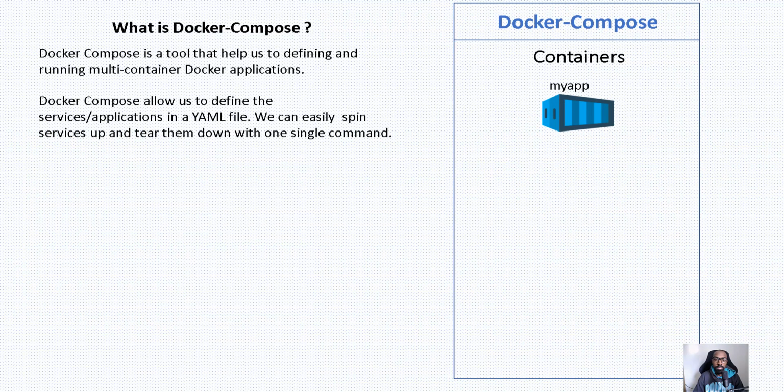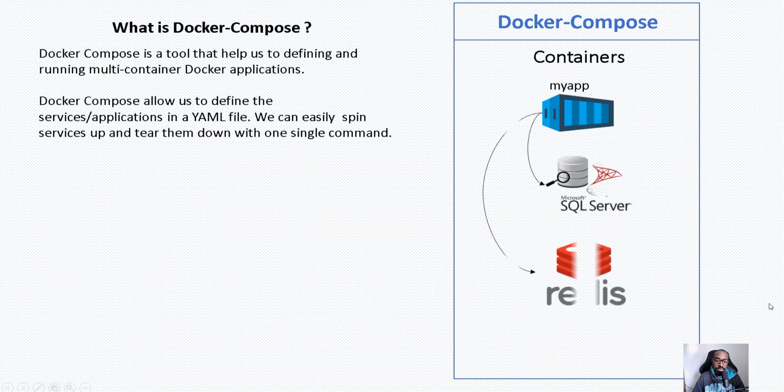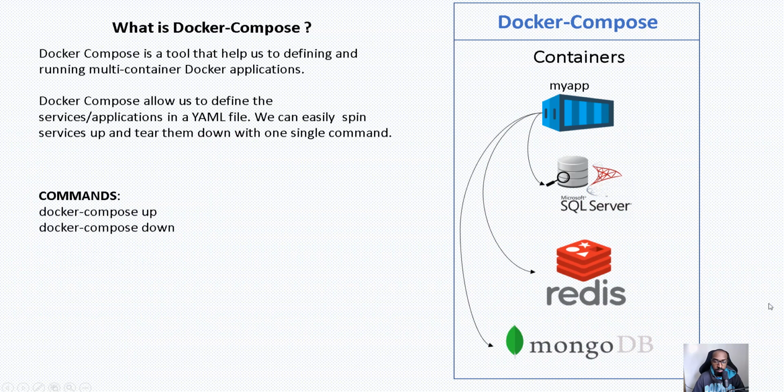Docker Compose is a tool that helps us to define and run multi-container Docker applications. Docker Compose allows us to define the services in a YAML file. We can easily spin up services and tear them down with just one command. Okay, so you can have your application that connects to SQL Server, Redis, and MongoDB. And with the command docker compose up, you can get all these services up and running at once. And if you don't need them anymore, you can just type docker compose down, and you can take them down easily.